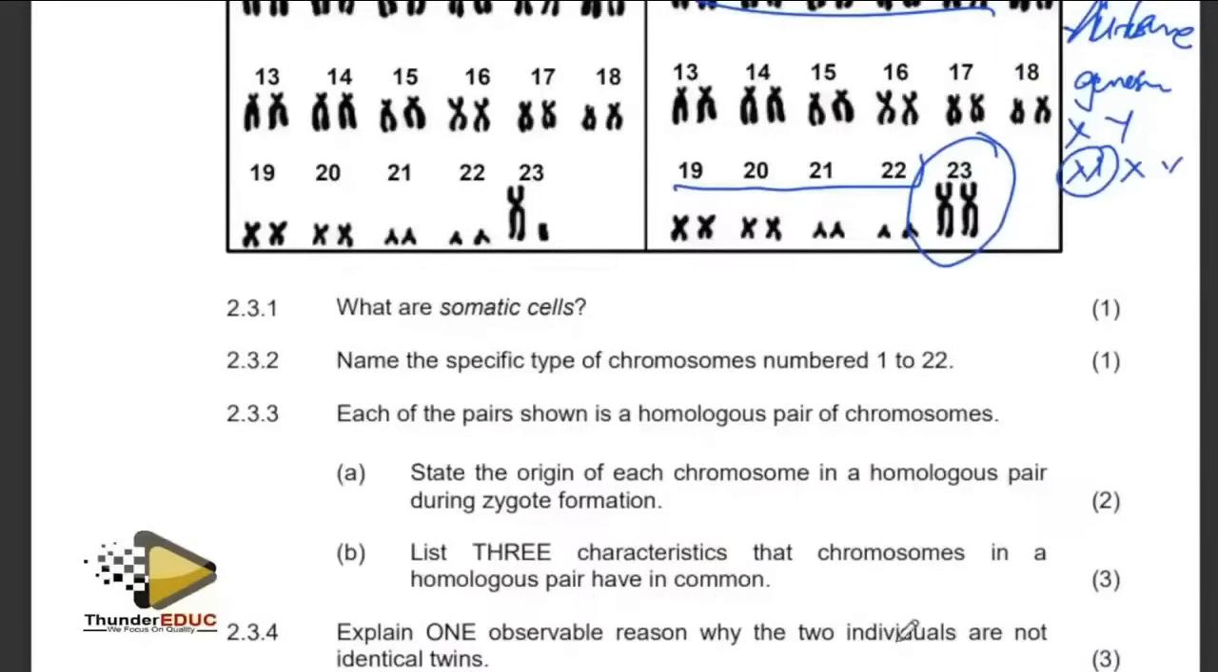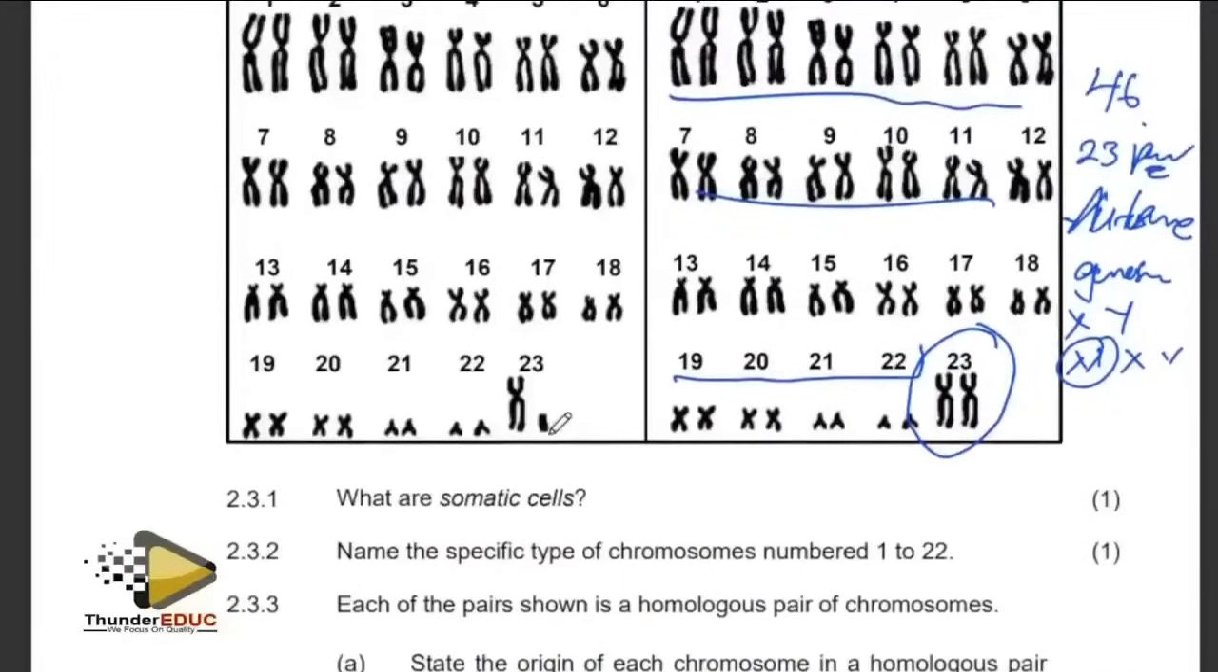Explain one observable reason why these two individuals are not identical twins, using this karyotype. Why? Because this is a male and this is a female. Obviously, if it is a male, the sperm from the father is going to be Y. And if it is a female, the sperm is going to be X. You understand?